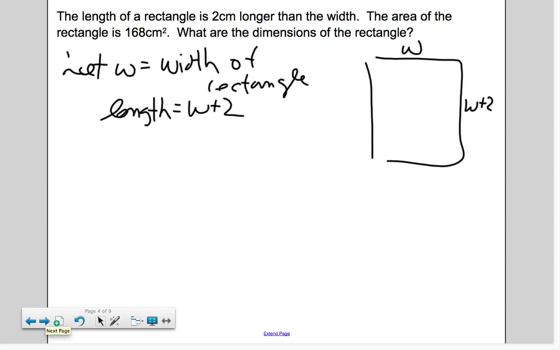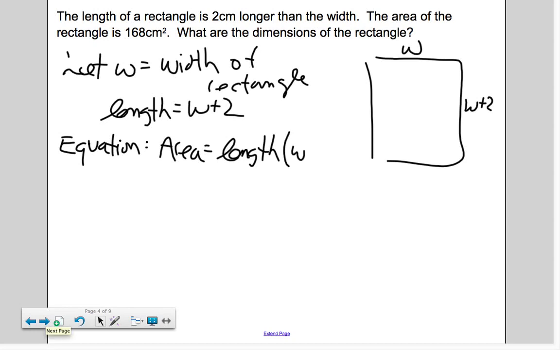Okay? So what's the formula for the area of a rectangle? What's the equation? It's length times width. I like to break down my equations. I don't like to jump right away. Conceptually, I want to see what I'm trying to do. So area is just length times width.